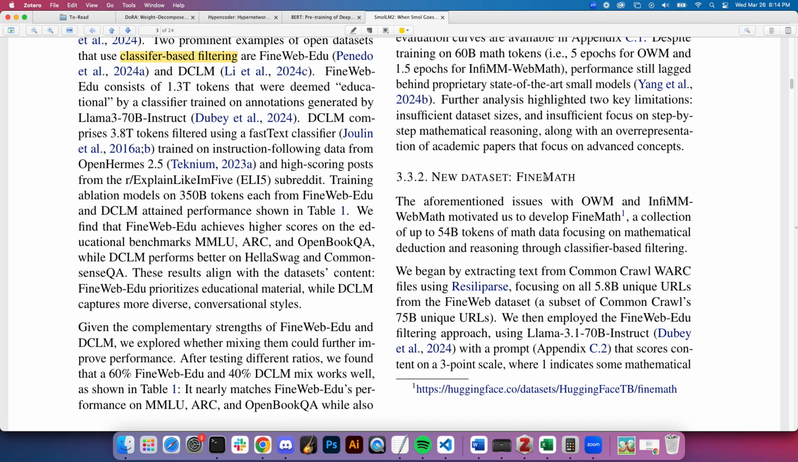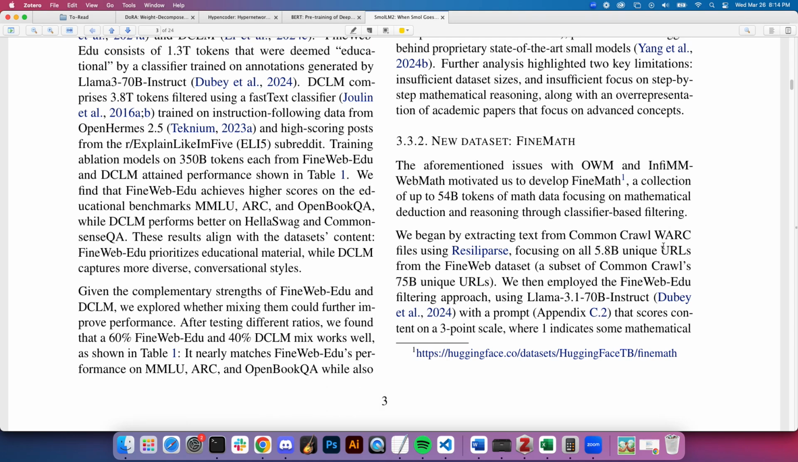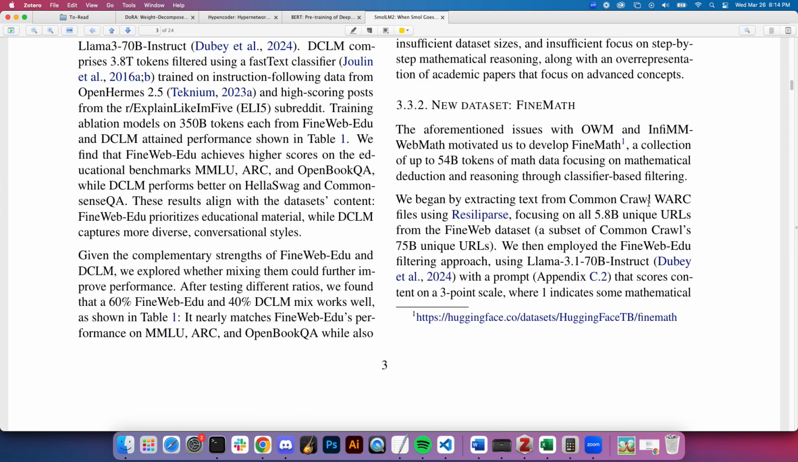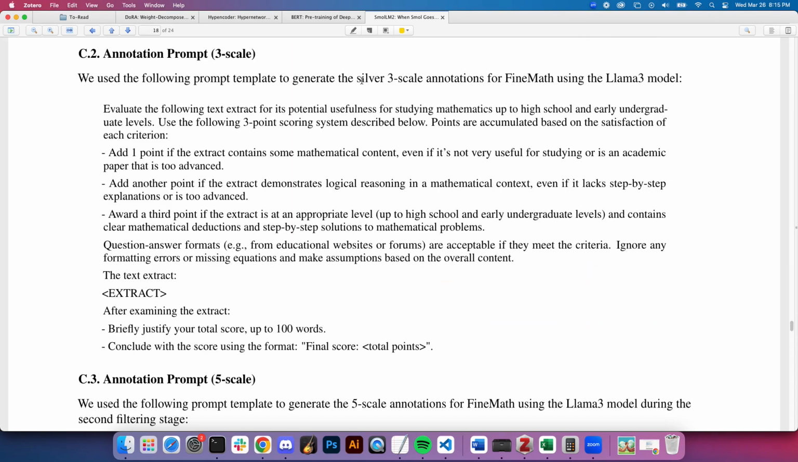The aforementioned issues motivated us to develop FineMath, up to 54 billion tokens of math data focusing on mathematical deduction and reasoning through classifier-based filtering. They extracted text from Common Crawl WARC files using Resiliparse, focusing on all 5.8 billion unique URLs from the FineWeb dataset, and then they filtered it with a prompt. So let's take a peek at the prompt. They use it to generate the silver 3-scale annotations for FineMath.